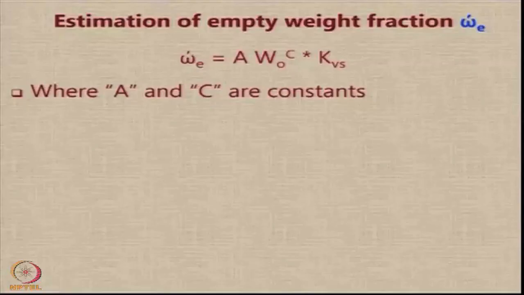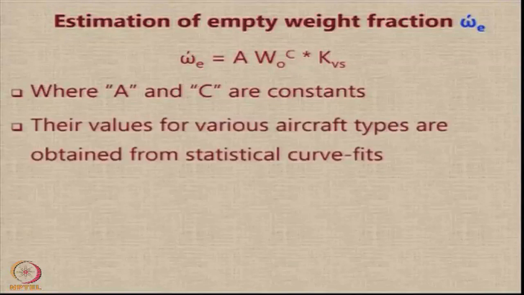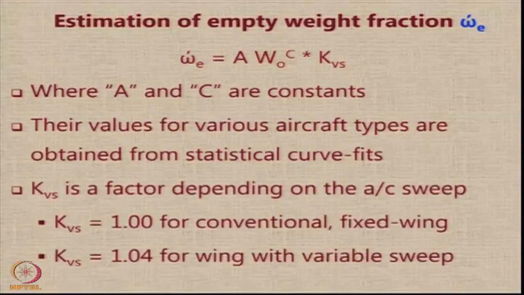So, according to the procedure suggested by Raymer, the empty weight fraction WE bar can be assumed to be a constant A times gross weight to the power C into another constant called KVS, which stands for variable sweep. A and C are constants which are a function of a particular aircraft type. Their values are obtained by a statistical fit of existing data. KVS is just a multiplication factor that tells us the effect of providing variable sweep.